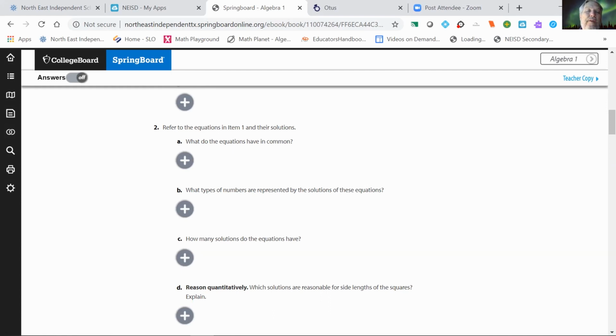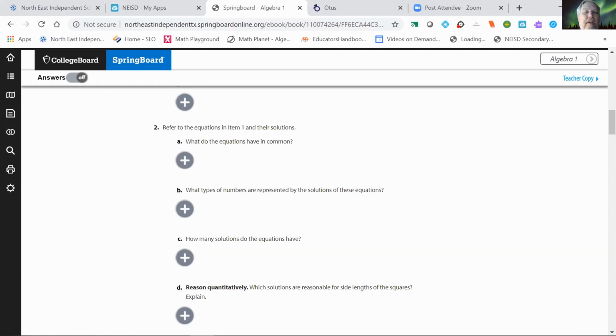B, what types of numbers are represented by the solutions of the equations? Well, we end up with all real numbers, with the exception of that one that has no real solution. The answer there was actually an imaginary number. But we don't know how to do that yet, so we'll get to that in another course.